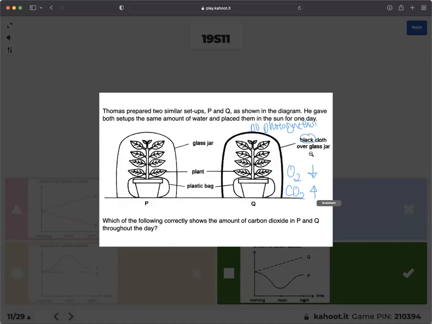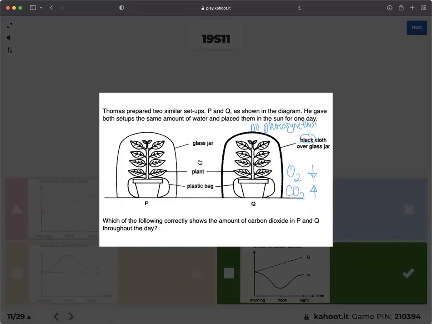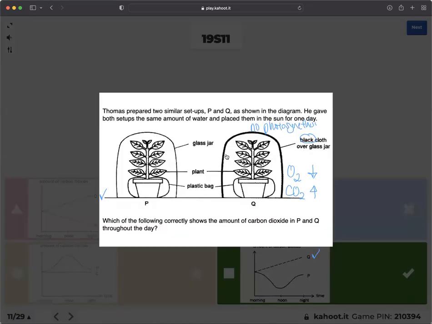Is that clear? So for Q, we're talking about the carbon dioxide, right? The Q should be always going up. So Q always going up will be this one and this one. Clear so far? Okay, next.